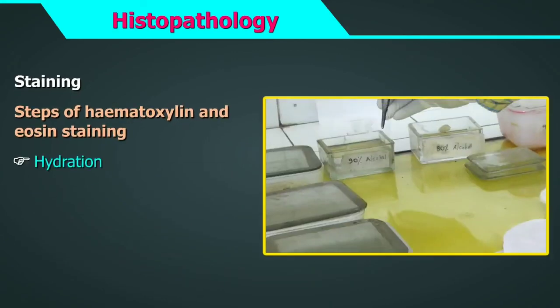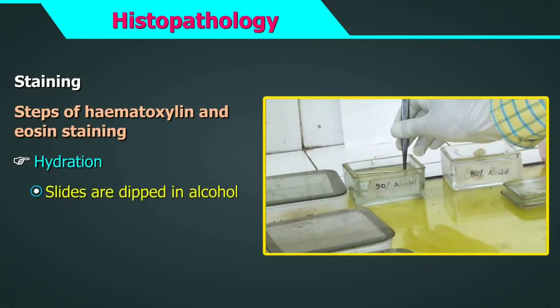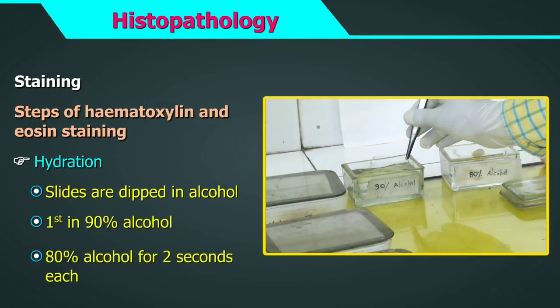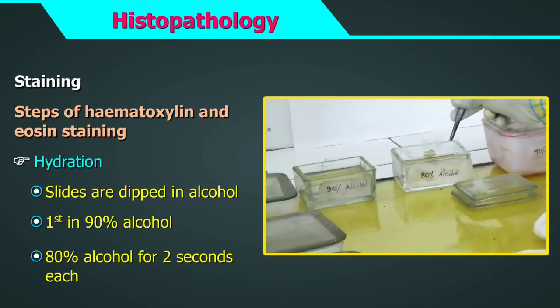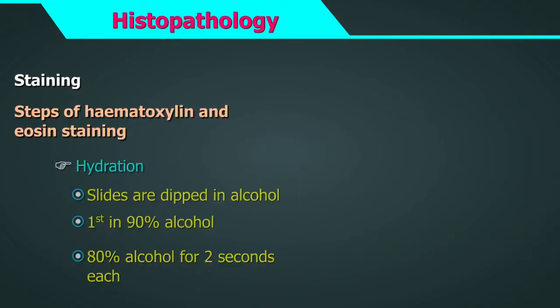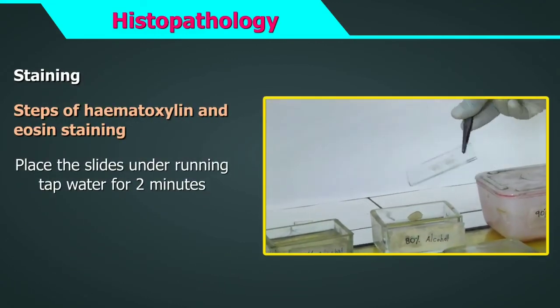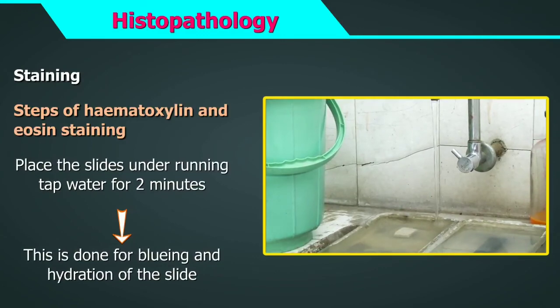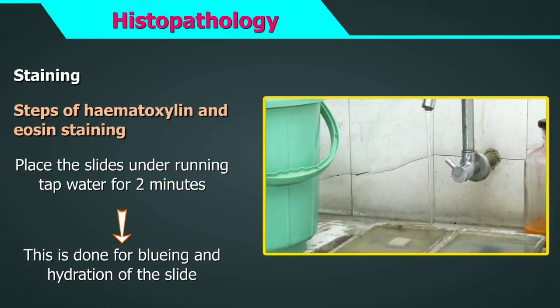The next step is hydration, in which the slides are dipped in alcohol, first in 90% alcohol and then in 80% alcohol for 2 seconds each. Next, place the slides under running tap water for 2 minutes. This step is done for bluing and hydration of the slide.